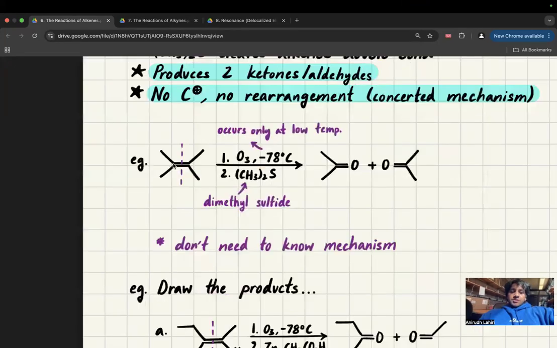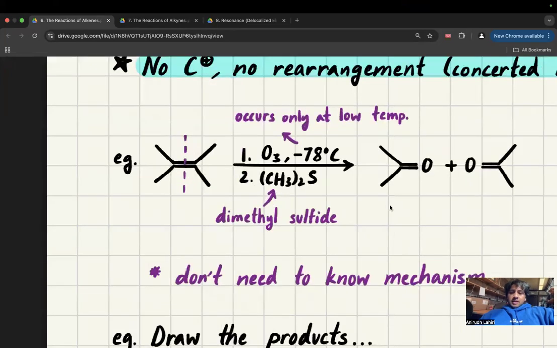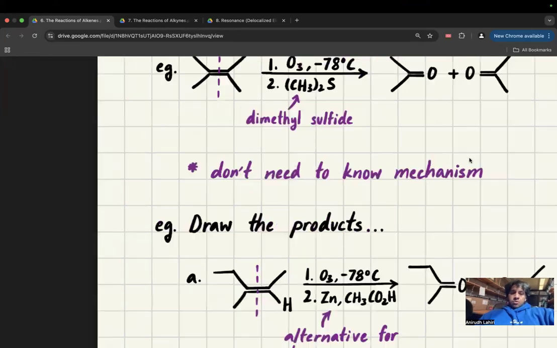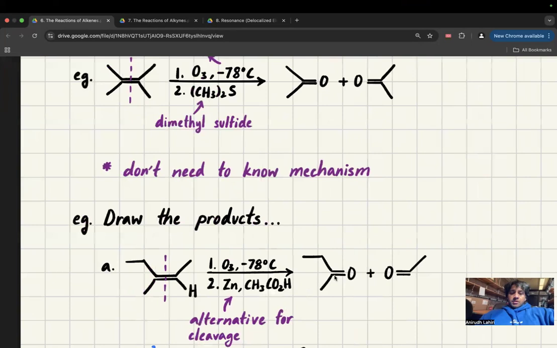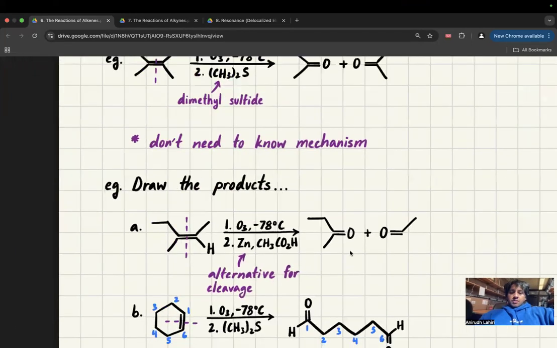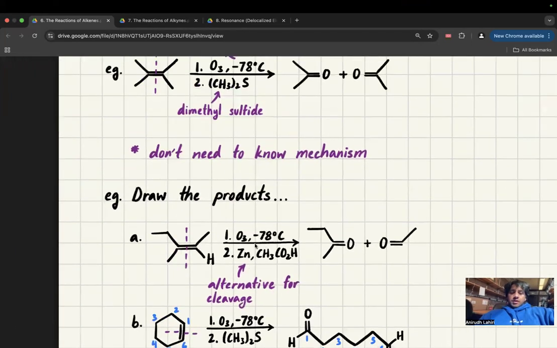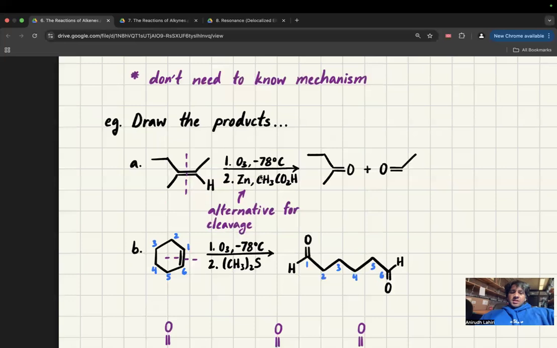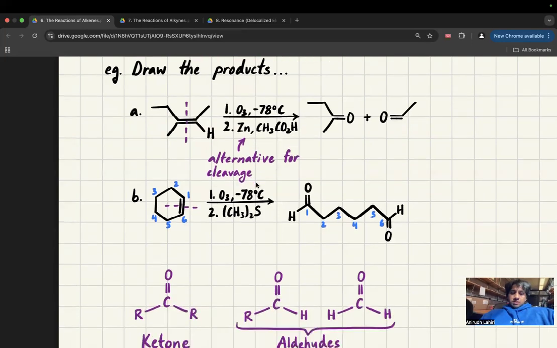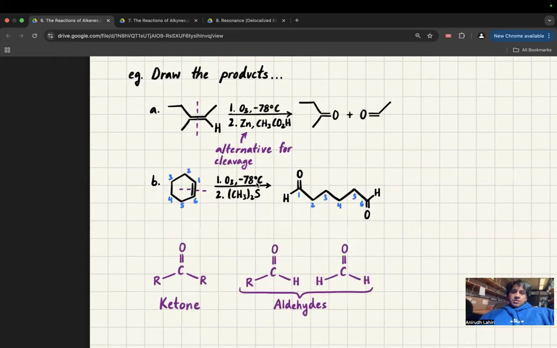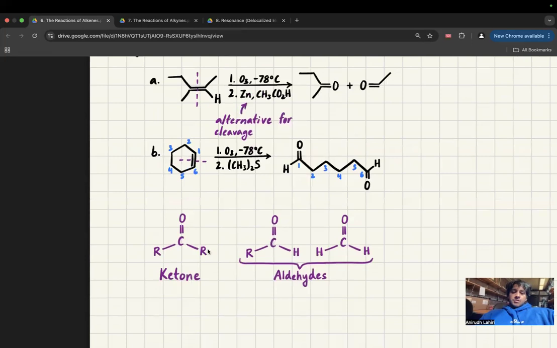All you need to know is that when you see a double bond, you cut it and you glue oxygens on both sides, like they're band-aids, right? Like you make a cut, you put a band-aid on either side. Cool. And again, these are other reagents that you can use. Basically, every time you see O3, minus 78, and something else after that, you can kind of bet that it's going to be ozonolysis. All right. They're not going to try to trick you. This is a ketone. This is an aldehyde.